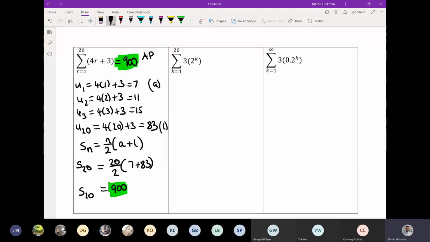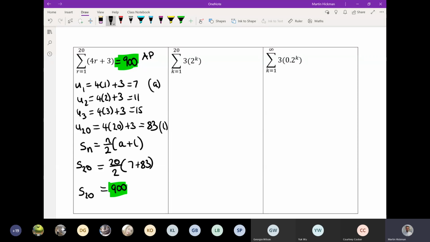As you get used to this, you'll probably realise without having to find out U1, U2, U3 every time. You'll probably be able to notice that 4r plus 3 is an arithmetic progression, but I'm just showing you why it's arithmetic and not geometric or an unknown sequence.